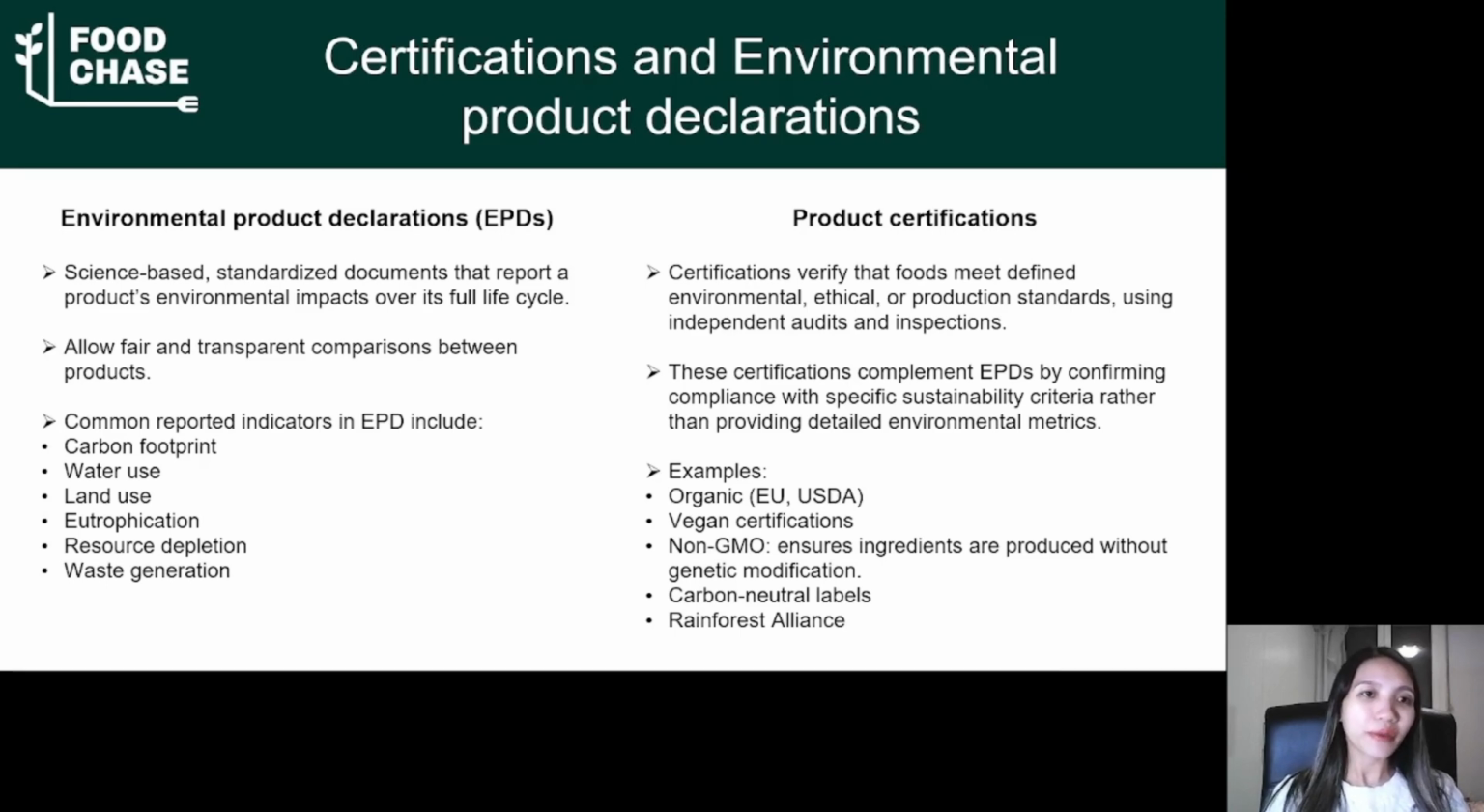Firstly, we have Environmental Product Declaration or EPD. These documents are science-based, standardized reports of a product's environmental impact over its full life cycle. They allow fair and transparent comparison between products. Usually, the indicators that are reported in this document include carbon footprints, water use, land use, eutrophication, resource depletion, and waste generation.